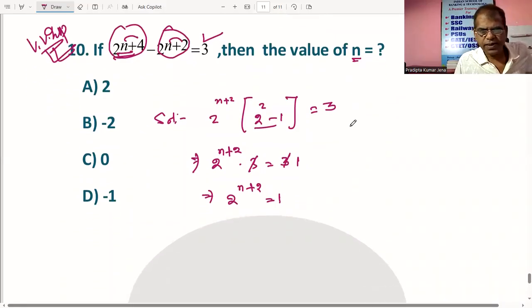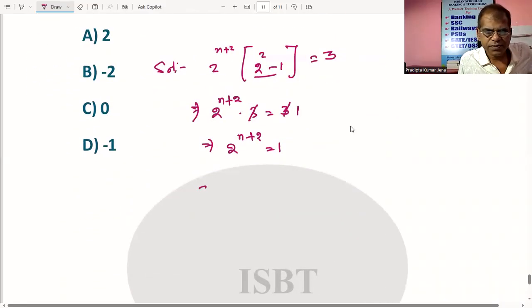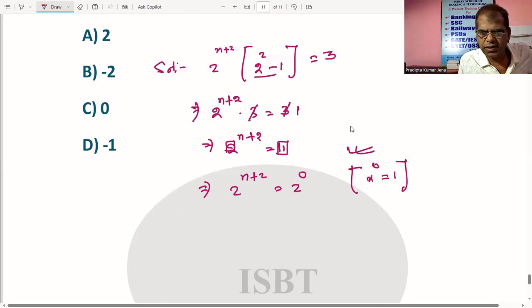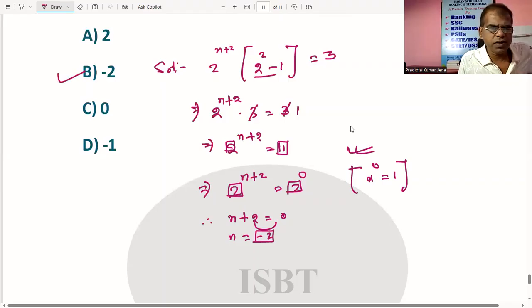Very interesting. Now the base here is 2, so we should make the base 2. So now we can write 2 to the power n plus 2 is equal to 1, which we can write as 2 to the power 0, because we know that x to the power 0 is equal to 1. Apply this formula here. So now bases are equal, so n plus 2 is equal to 0. So n is equal to minus 2. So this is the correct answer.